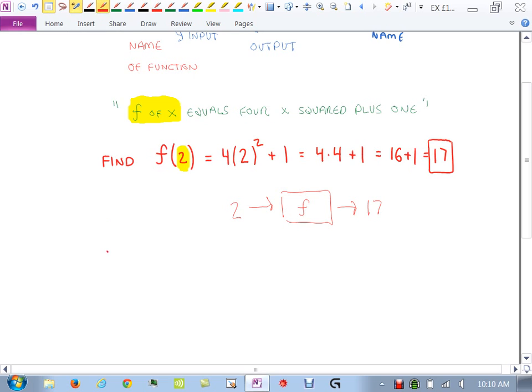If anyone's going to ask you to evaluate a function, which is what I'm doing right now, they must give you the function. If not, you don't know what to plug it into.